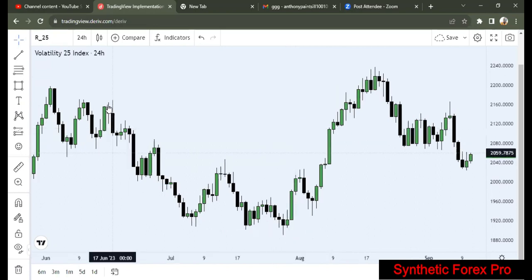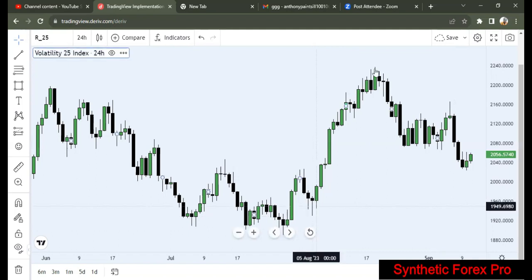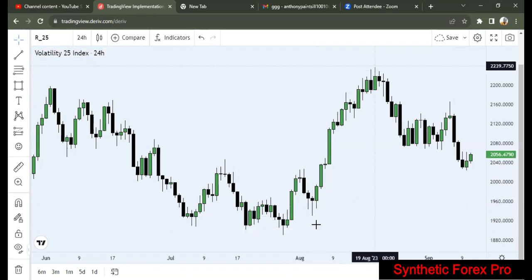From this point all the way to this point, there are a lot of swing highs and lows. A swing is simply when the market moves from one point to another, when it rallies from one point to another, where we can see either a reversal. For instance, if we have price moving from this particular point all the way to this point, that is a swing.